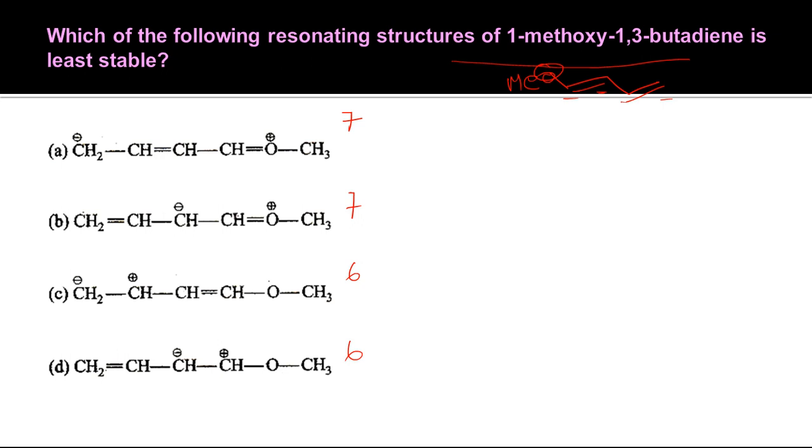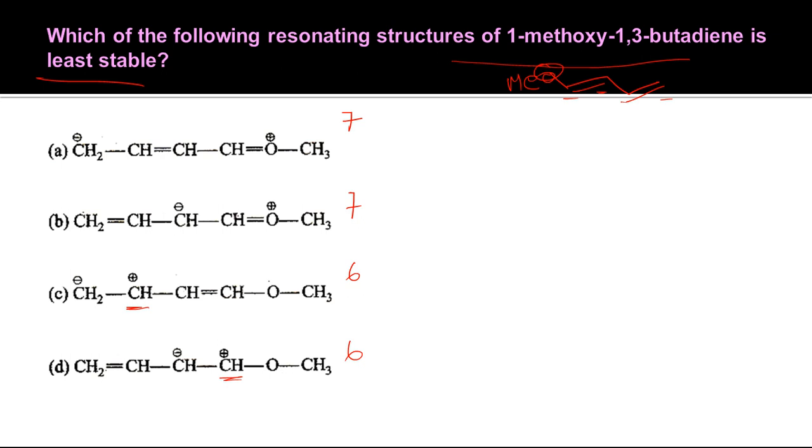Also just check the octet. Here the octet is complete. In C there is a carbocation, the octet is not complete. Here also we have a carbocation, the octet is not complete. Fine. So A and B are more stable, and we have to choose the least stable. Here we don't have to find the order, just choose the least stable. So A and B cannot be the correct option. Now among C and D, how to choose?